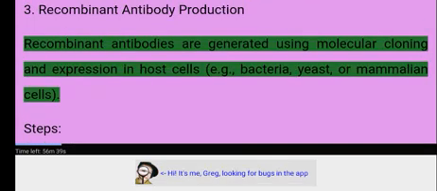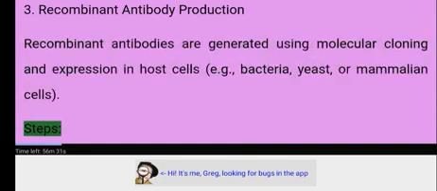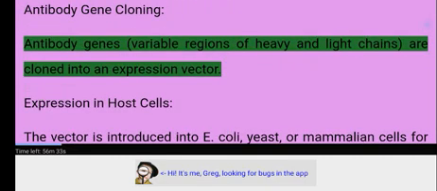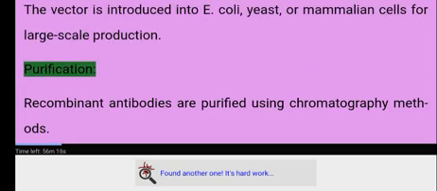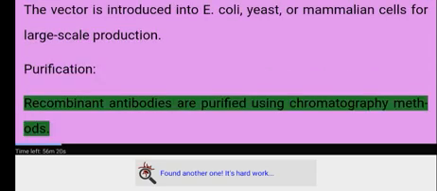Three, recombinant antibody production. Recombinant antibodies are generated using molecular cloning and expression in host cells, e.g., bacteria, yeast, or mammalian cells. Steps. Antibody gene cloning: antibody genes, variable regions of heavy and light chains, are cloned into an expression vector. Expression in host cells: the vector is introduced into E. coli, yeast, or mammalian cells for large-scale production. Purification: recombinant antibodies are purified using chromatography methods.